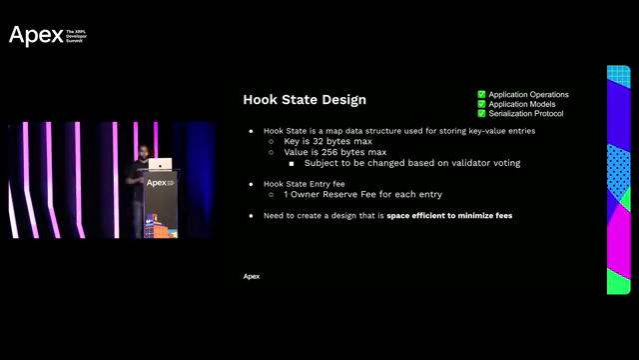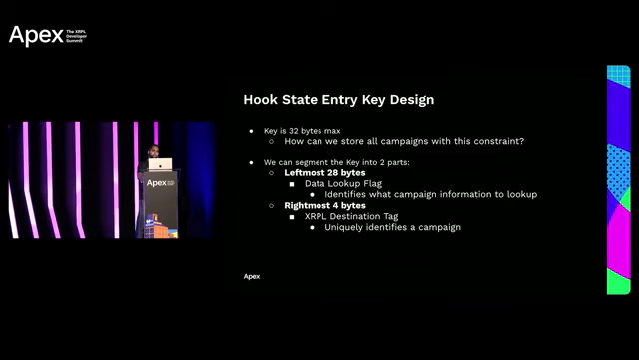Now, going into the hook state design, like I said before, it's a map data structure. The key is 32 bytes, value is 256. And for each entry you add to the hook state, it requires one owner reserve fee. So we need to create a design that is space efficient to minimize fees. And so how can we do this with this constraint, where the key is 32 bytes?